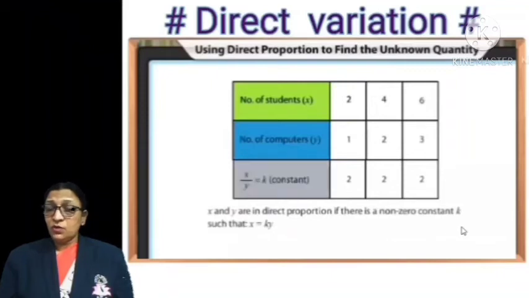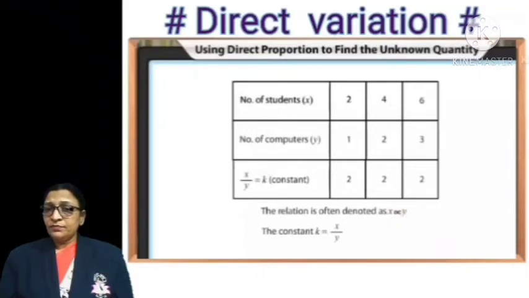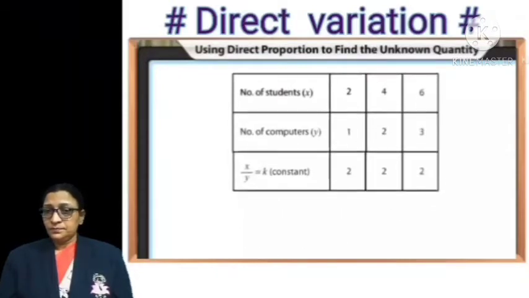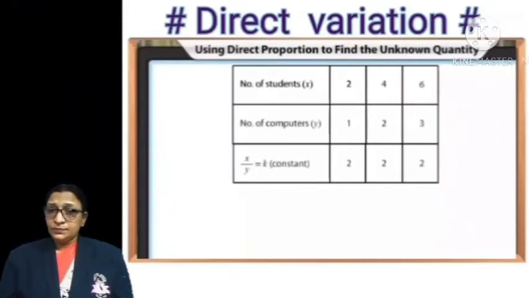If there is a non-zero constant k, we can say x is equal to ky. It means x is directly proportional to y, and then the relation we can denote as x is in proportion to y. The value of the ratio is constant. Just observe each of the cases. Here each value is increasing by a factor of 2. Number of students is directly proportional to the number of computers.